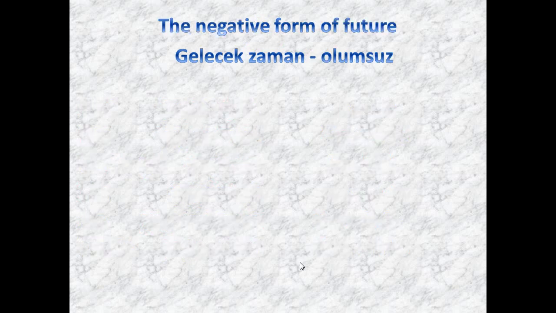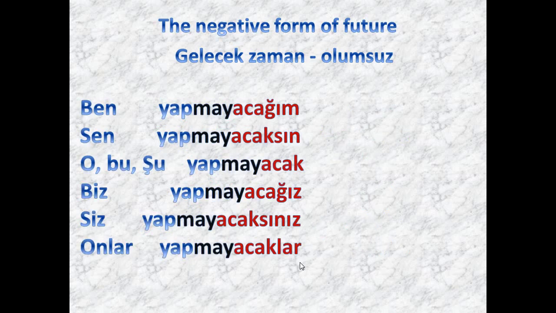Okay. Now the negative form. Here we have the suffix ma. Actually, the suffix is ma, but because we have this a sound and the other a sound from the other suffix, these two a's must be divided by a consonant. And y has been chosen to fix this problem. So it happens to be mayacak here, to make the future tense negative.